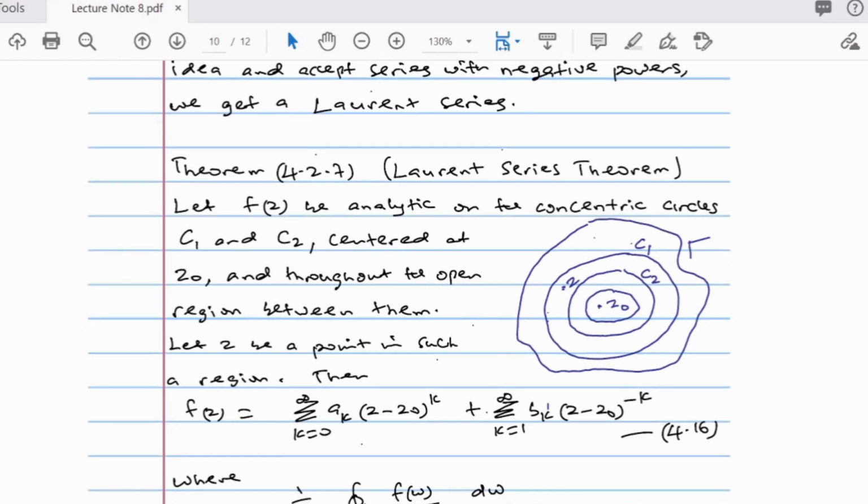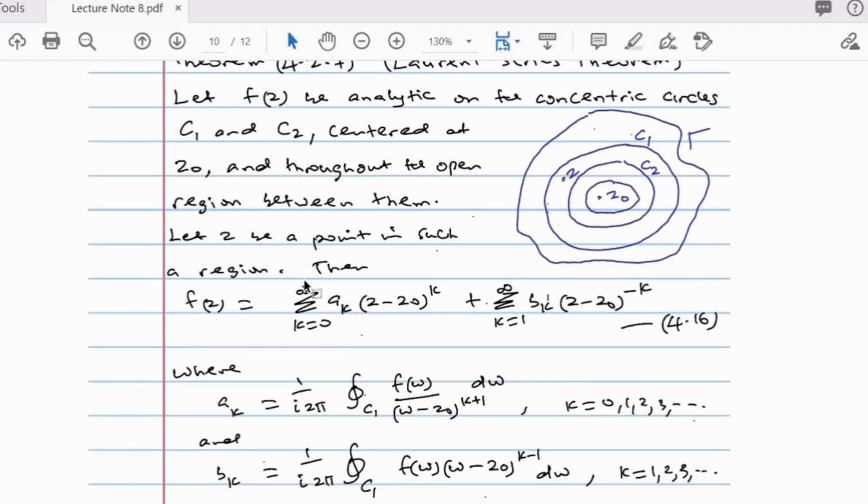Now, f of z is written as the summation k equals 0 to infinity of a_k (z minus z0) to the power k, plus the summation k equals 1 to infinity of b_k (z minus z0) to the power of minus k. This is what we call the Laurent series of f of z. You see, the first part has the positive powers of z minus z0. The second part, from k equals 1 to infinity of b_k, has the negative powers of z minus z0. So you have the positive powers of z minus z0 plus the negative powers of z minus z0. That is the Laurent series.